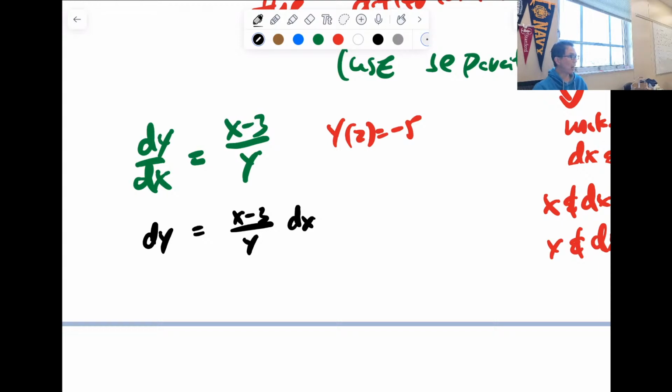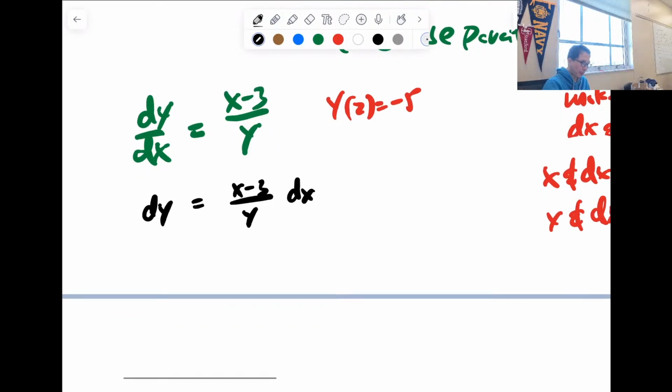Now I need to make sure y and dy are on the same side. Are y and dy on the same side right now? No. So what are you supposed to do? Multiply both sides by y, right? So y dy is equal to x minus 3 dx.